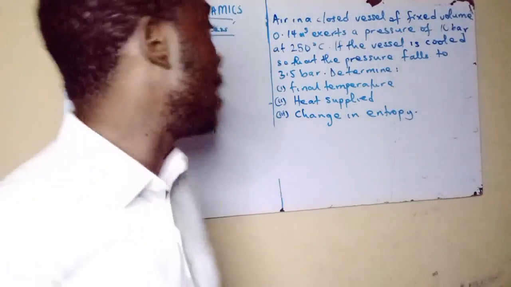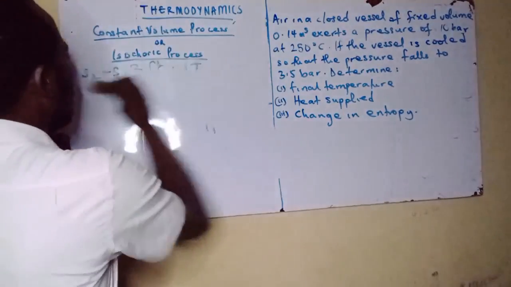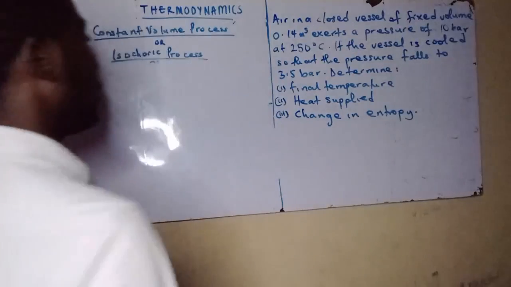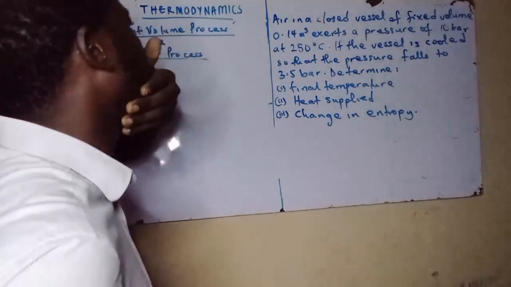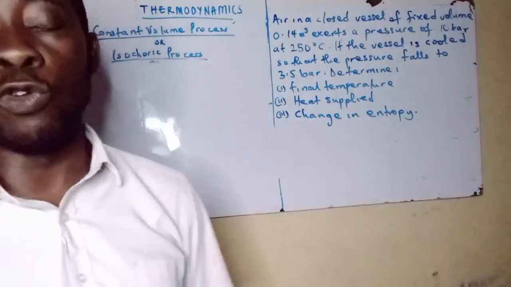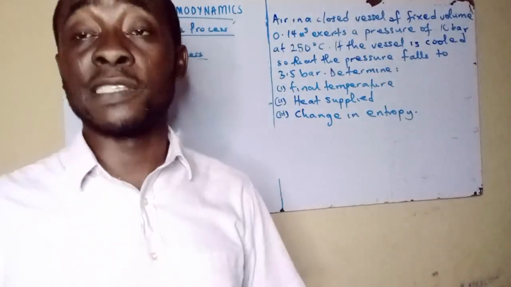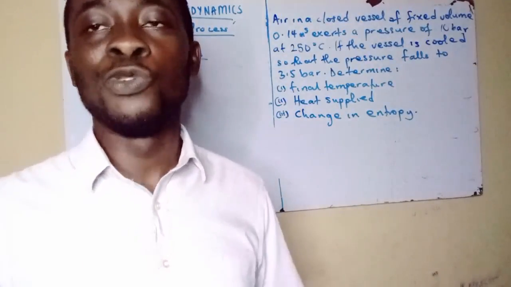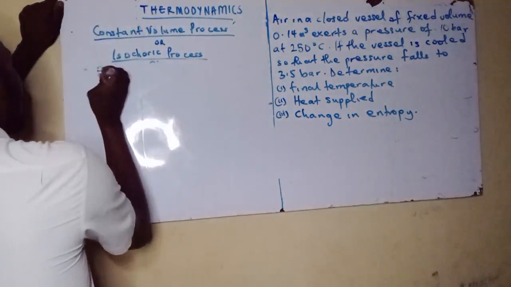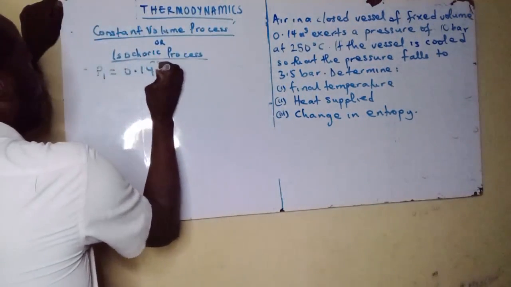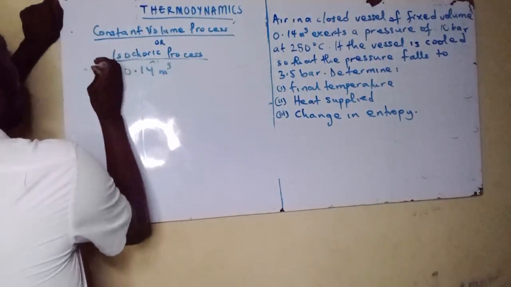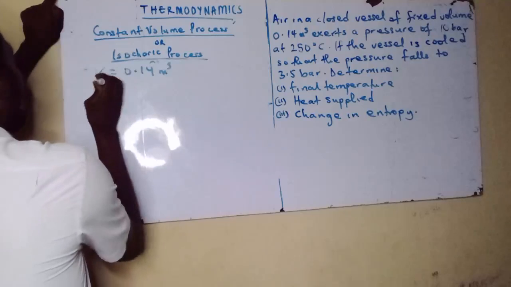Let's take one example. They say that in a closed vessel of fixed volume, meaning the system is kept at constant volume, it has a pressure P1 of 10 bar.